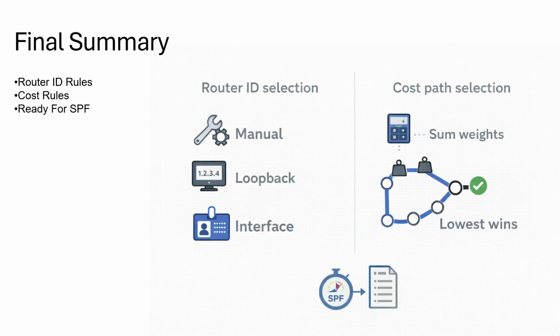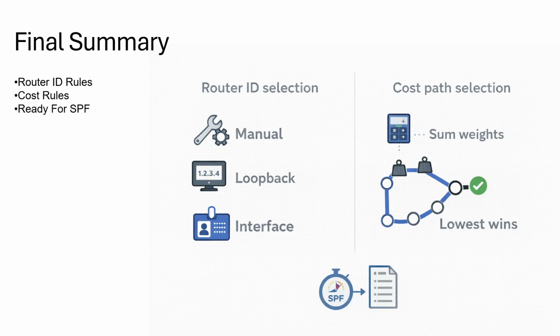Now let's lock it in. Router ID is OSPF's unique name for a router. It matters because OSPF uses it for neighbor relationships and building the LSDB. Router ID selection order is manual router ID if set, then highest loopback IP, and then after that highest active interface IP. Router IDs must be unique and stability matters because router ID changes can cause adjacency resets and reconvergence.